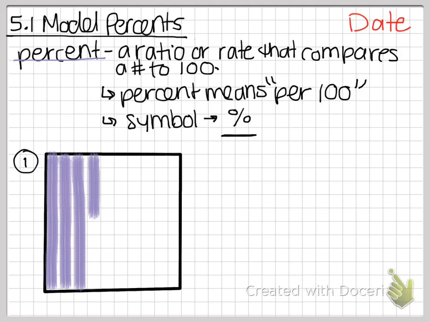So I know that there's 100 squares inside of this model, and there are 3 rows, so that's 30, and then 5 in the last, 3 columns, and then 5 in the last column that's shaded in. So that's a total of 35 shaded squares out of 100, which is equivalent to 35%.